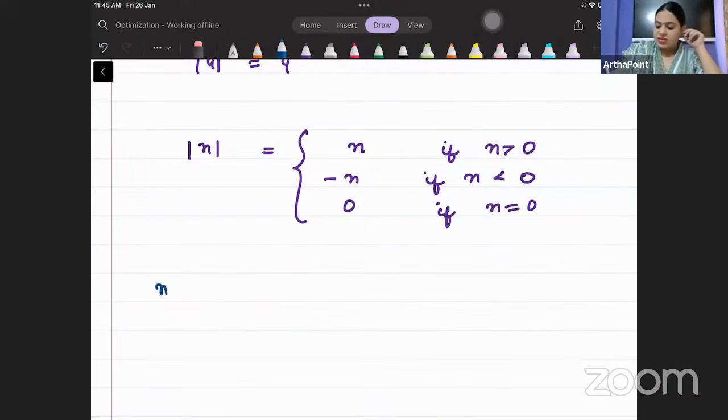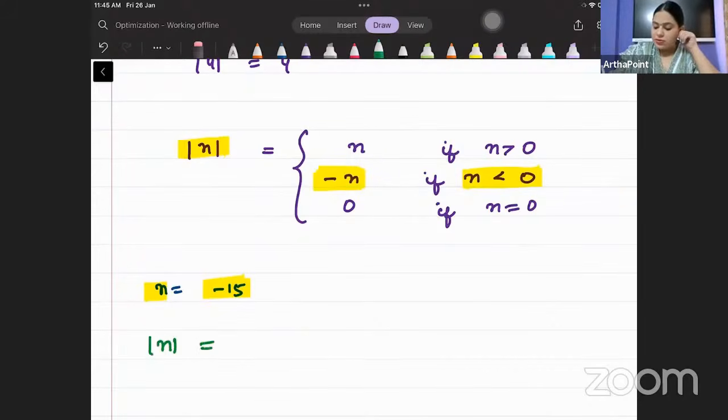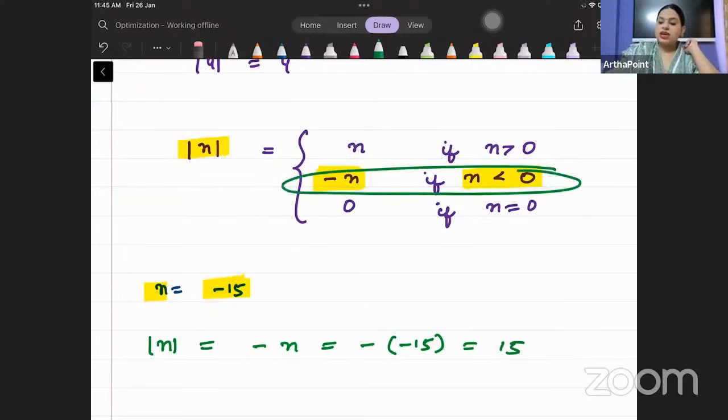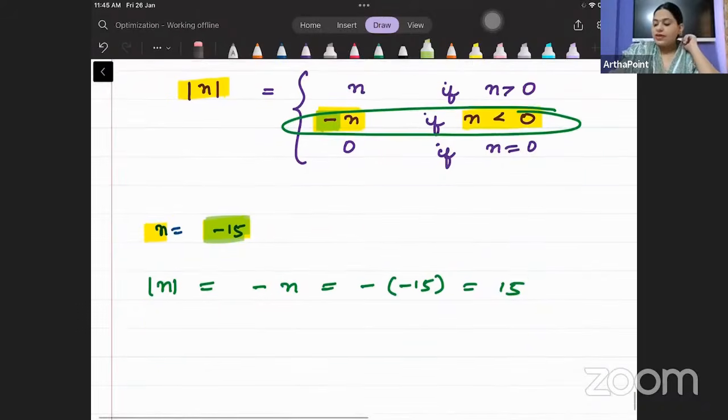So let's say my n is minus 15. तो बेटा कौन सा रूल लगेगा? That mod of n. इसका अगर मैं mod निकालूं, because n is less than 0, it should be multiplied with the minus sign. So mod of n will be minus n, minus of minus 15 मतलब plus 15. क्लियर हुई ये बात? तो मैं इस रूल के थ्रू चलूंगी कि अगर वो नेगेटिव वैल्यू है देन इट शुड बी मल्टीप्लाइड विद माइनस साइन टू मेक इट पॉजिटिव.